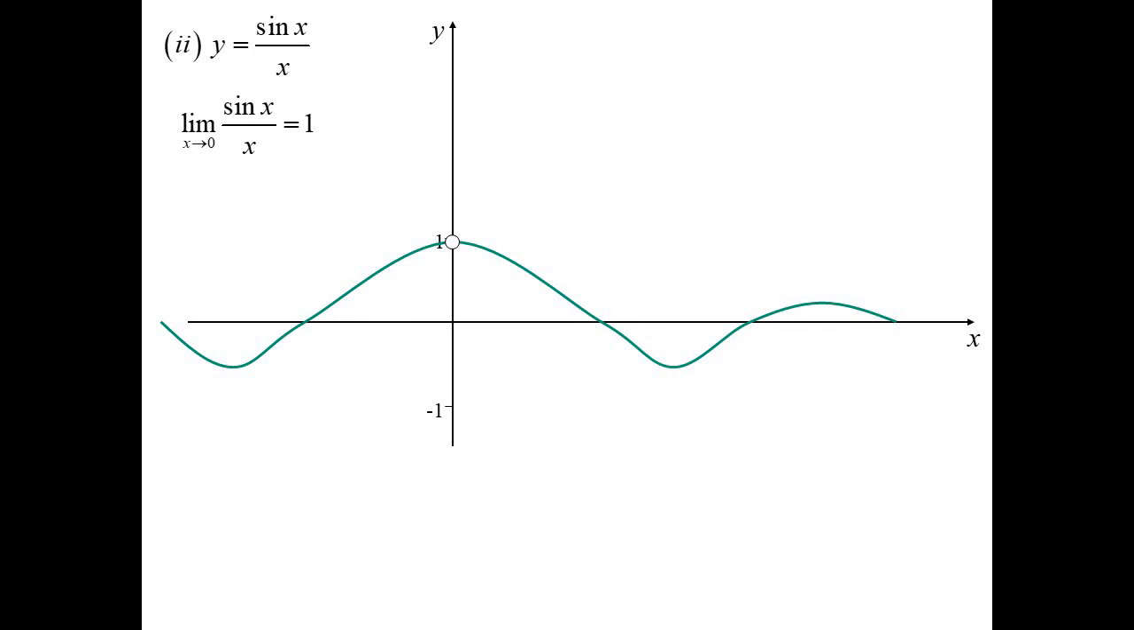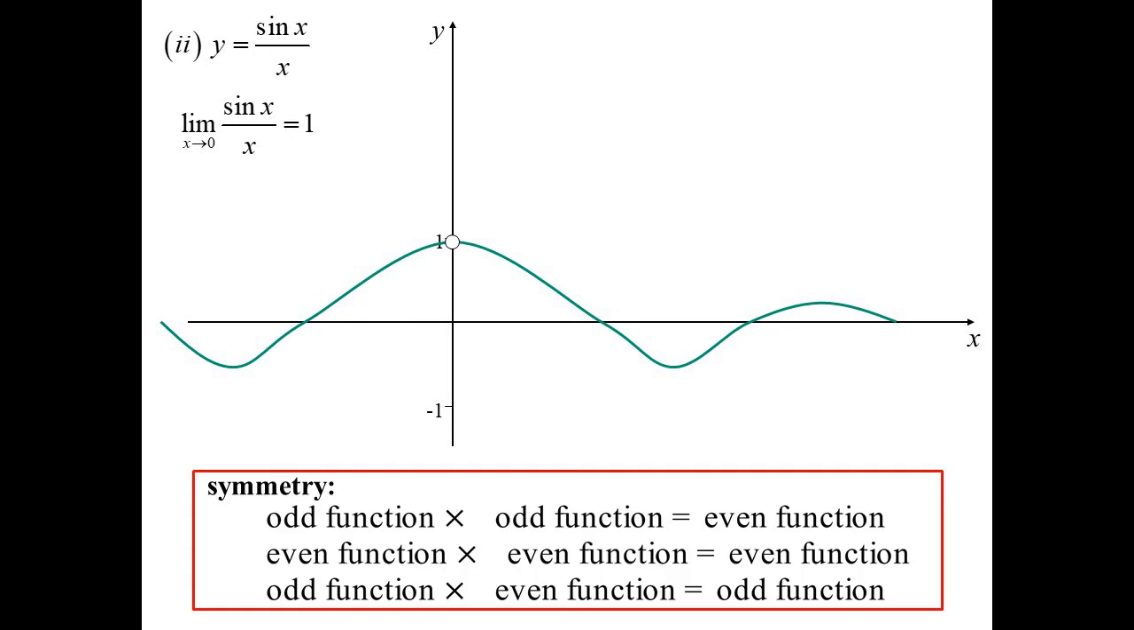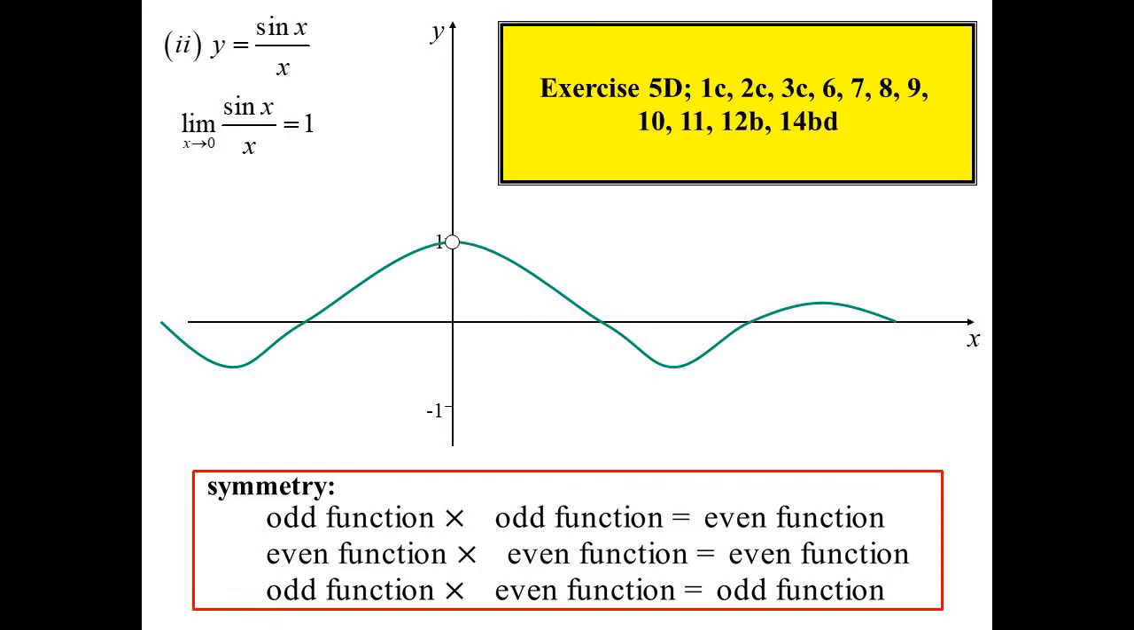We end up with an even function. How do I know that? Because sin x is an odd function, x is an odd function, and odd times odd will always give you an even function. Basically, if you've got the same type of function and multiply them together, you end up with an even function. So odd times odd will give you even, even times even will give you even, but odd times even is actually odd. So if they're different types of functions, they give you an odd function. Okay. Oh yeah.